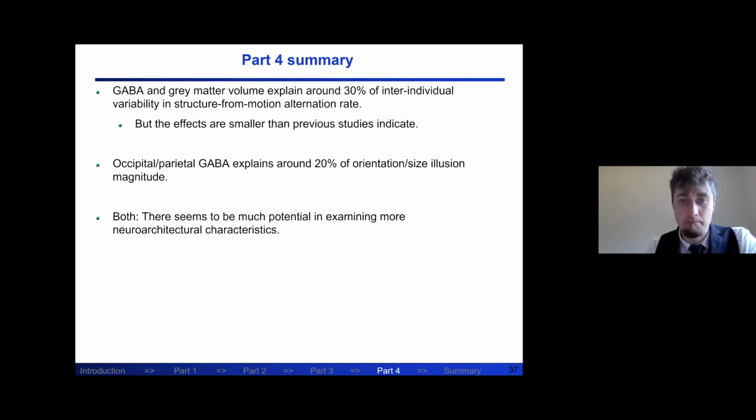I just presented. But what is common to both of these is that there seems to be much potential in examining more of these neuroarchitectural characteristics, both because we haven't explained the phenomena at all fully yet, but also because there are very few studies in this respect.